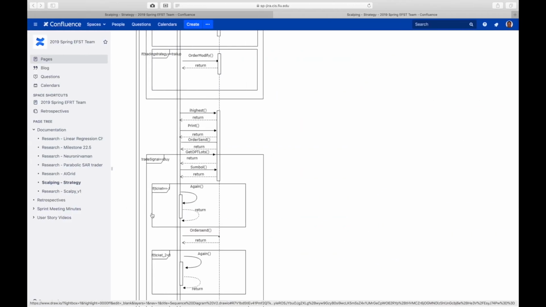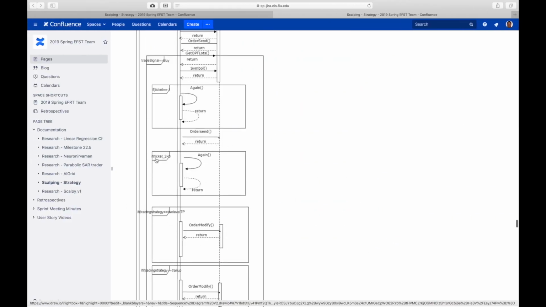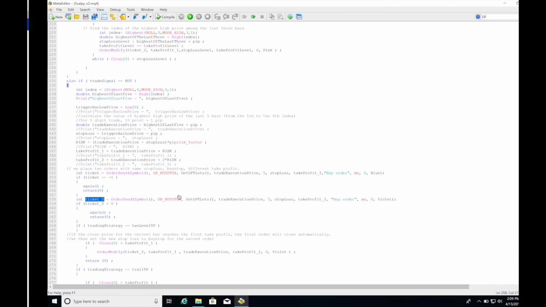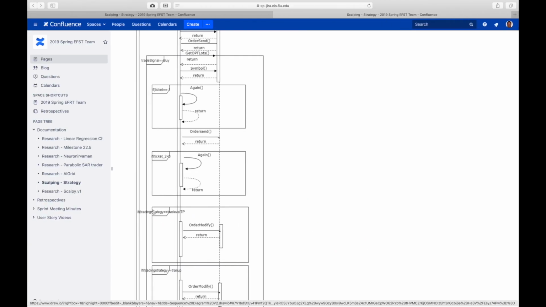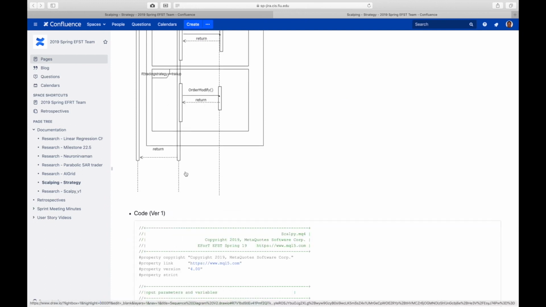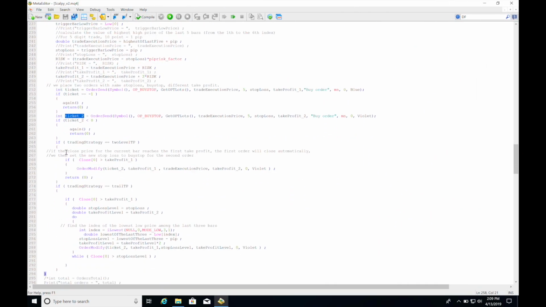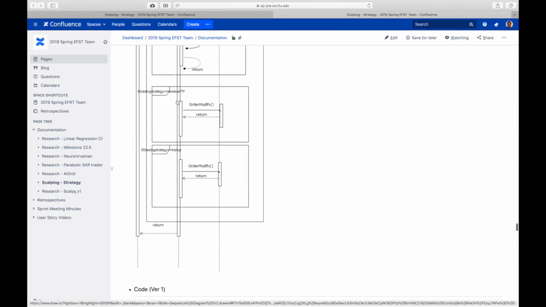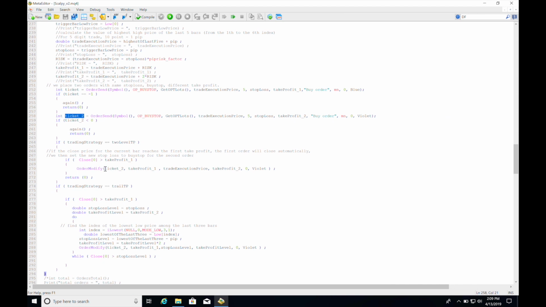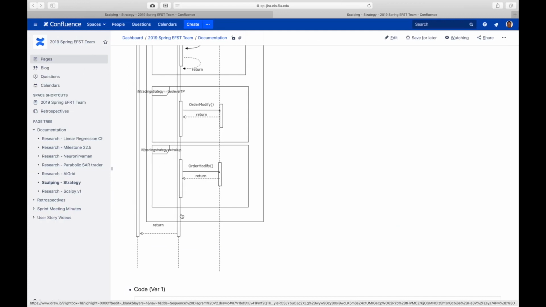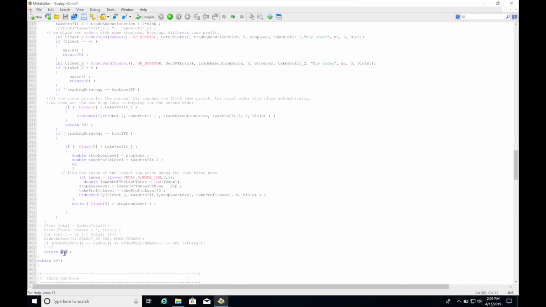When we did the one for the second order, we'll send it. If there's an error, we'll try again and then we'll return. And if the strategy was a 2 level, again, we'll modify the order because the first one's going to close. And so we'll have to modify the second one to move it up. And then we'll return. If the strategy was a trail stop, again, it'll modify the order accordingly. And then it will return. And finally, we return.